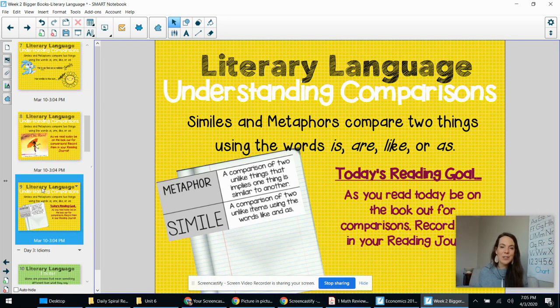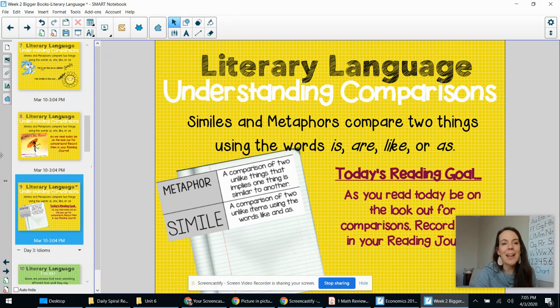So on the second page, you're going to write simile, a comparison of two unlike things using the words like and as. That's how you can tell the difference between the two. A simile will use the words like and as, and a metaphor does not use those two words.